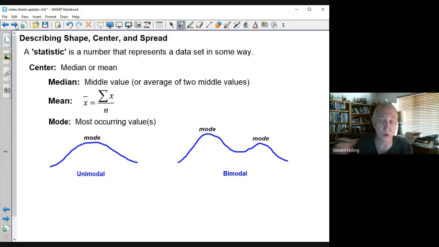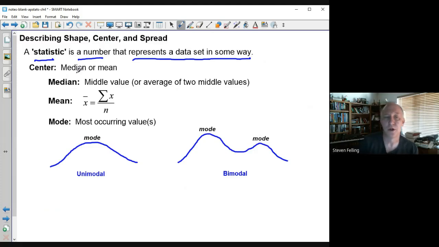Okay, so the whole course is called statistics, but actually the word statistic has a specific meaning. A statistic is a single number that in some way represents the entire data set. By looking at this one number, we can glean some information about the totality of the data set. The statistics available to us to describe the center of the data are mean, median, and mode. And mostly we use mean and median, okay?